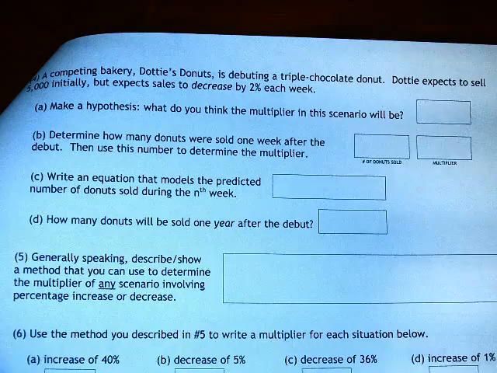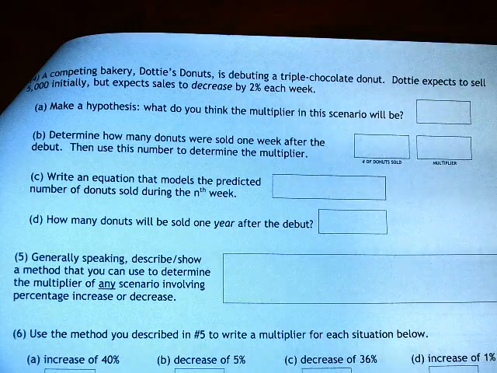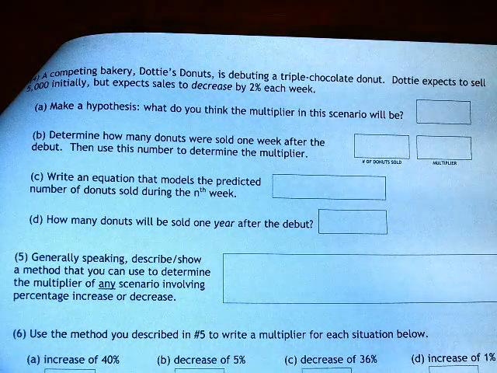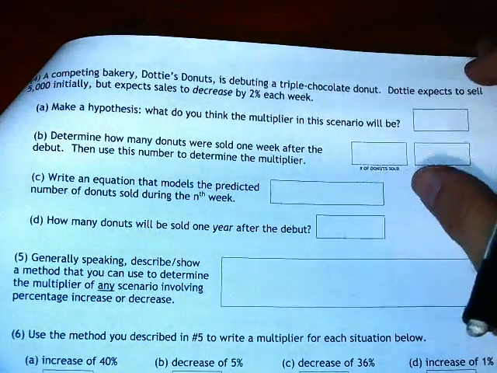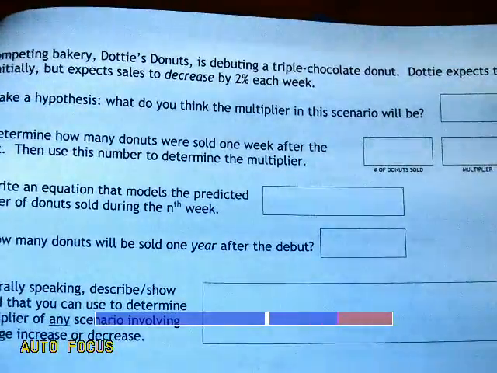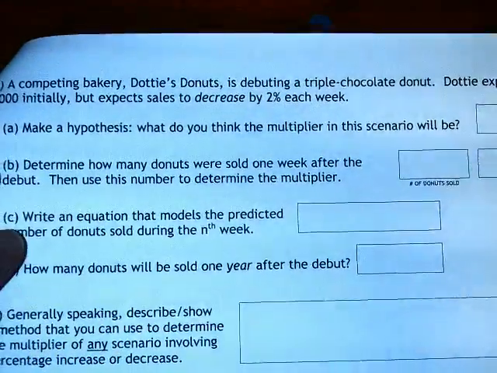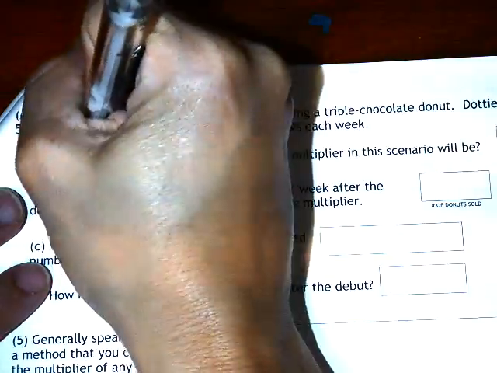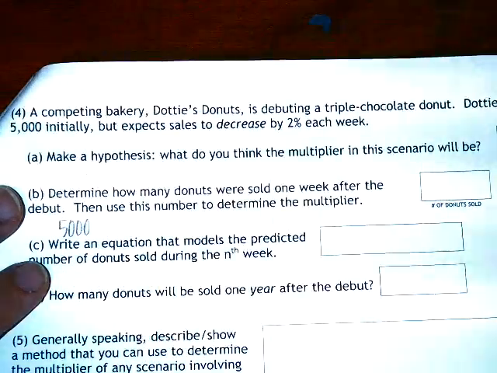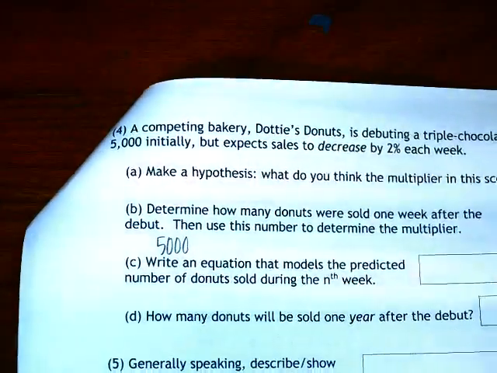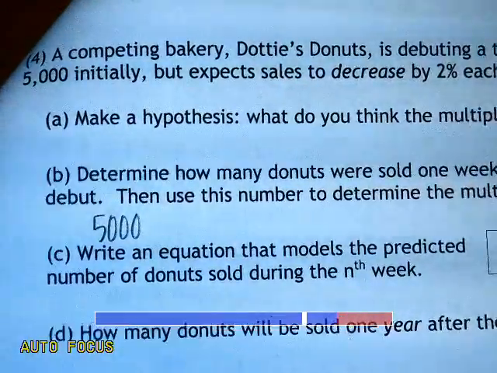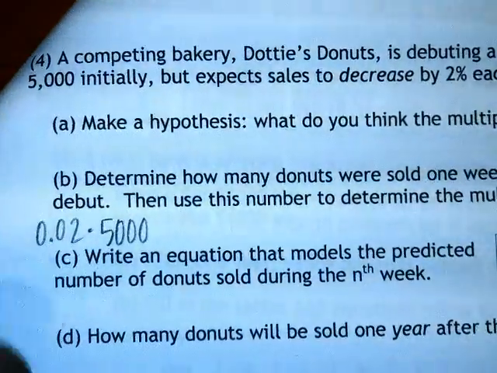In letter B, it says determine how many donuts were sold 1 week after the debut and use this number to determine the multiplier. What we're going to do is actually a flashback to question number 1. We're going to properly calculate this, and then we're going to see if our hypothesis really is true. So let's make sure we think about this for a moment. She's going to sell 5,000 donuts, but we are going to decrease by 2% the next week. So let's first figure out what 2% of 5,000 is. 2% is 0.02 multiplied by 5,000.